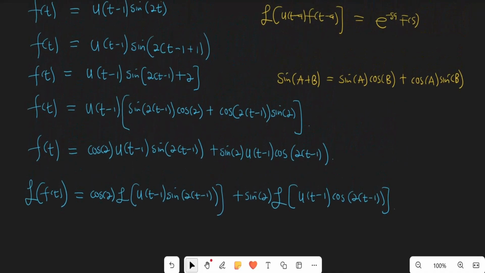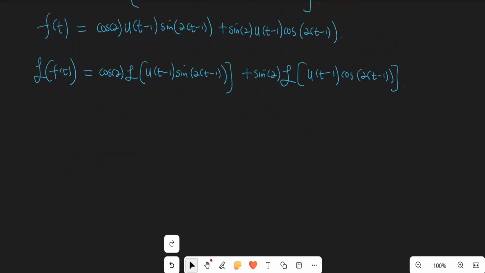So now let's apply our formula. The Laplace transform of u(t minus a) multiplied by f(t minus a) is e to the negative sa multiplied by the Laplace transform of the unshifted function. So the Laplace transform of the second one is going to be cosine of 2, which is a constant. Now let's apply that here. This is going to be e to the negative sa. So s times a in this case is 1, so a is 1, and s times 1 is s on top here.